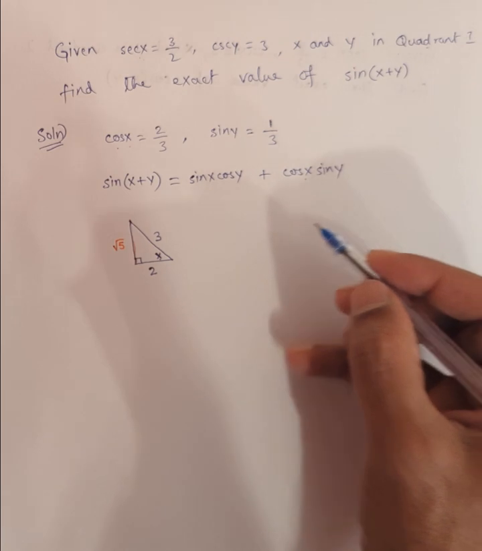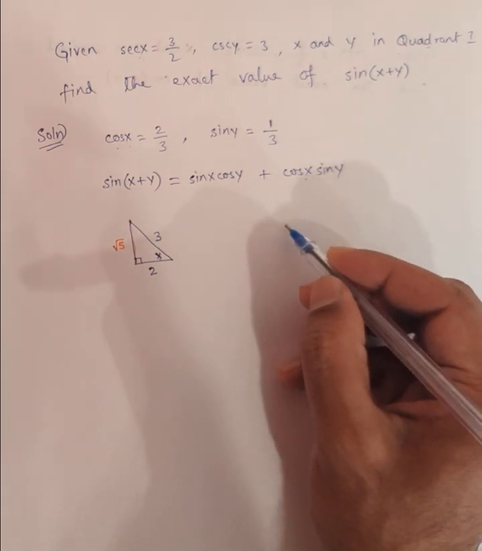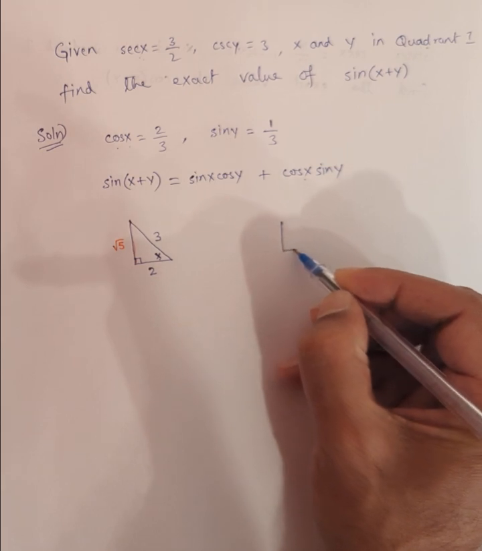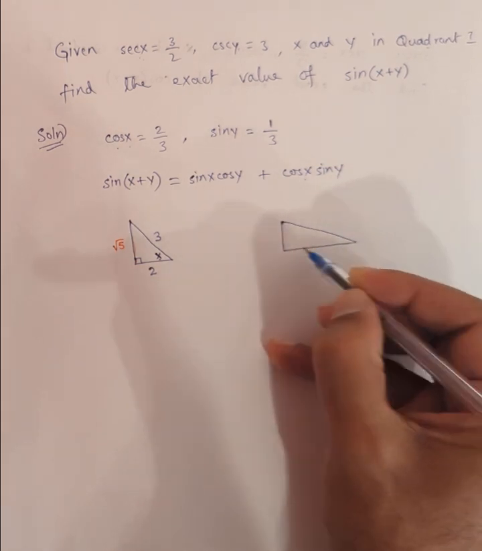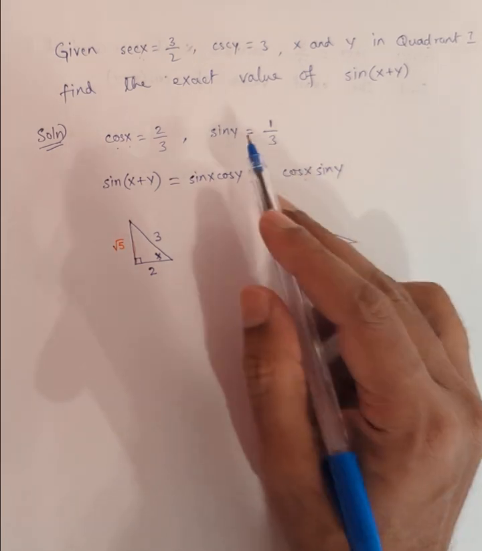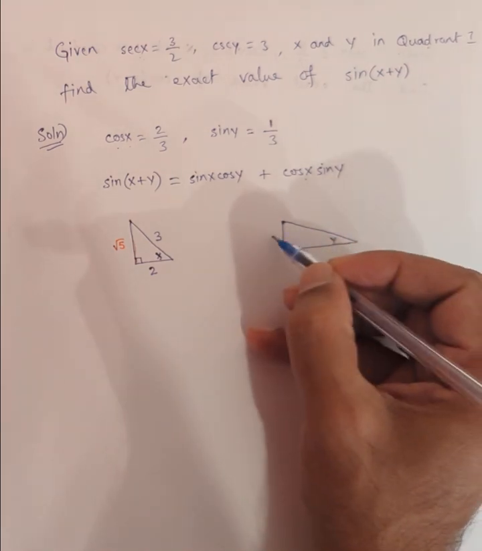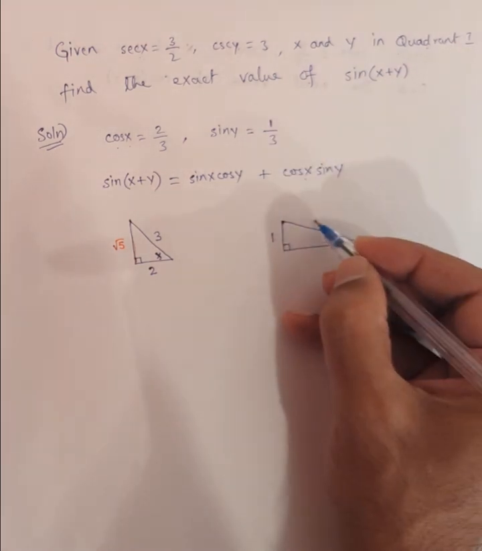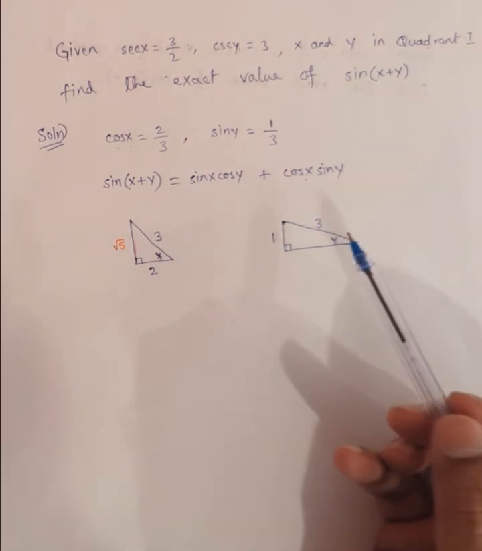Now similarly, sine y is 1/3. So let's go ahead and draw another right triangle with that information. So this is a right triangle, and let's call this angle y. And sine is opposite over hypotenuse, which means the opposite side is 1 and the hypotenuse is 3. And let's use the Pythagorean theorem again.